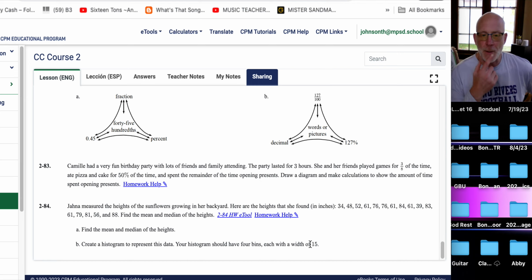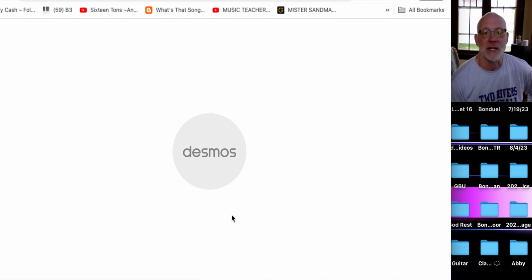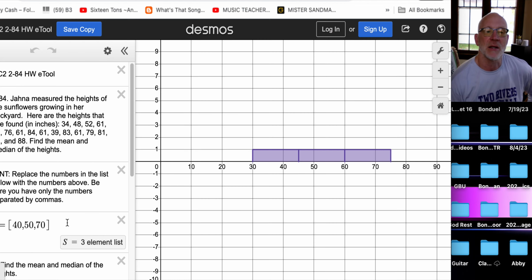And then 84. Jonna measured the heights of the sunflowers growing in her backyard. Here are the heights that she found in inches. Look at all these. That's all your data. And then find the mean and the median of the heights. Okay, and create a histogram to represent this data. And your histogram should have 4 bins, each with a width of 15. Need some help on that? Homework help. And this one's kind of cool too, because you can click on an e-tool and you can use the e-tool to help you organize your data.